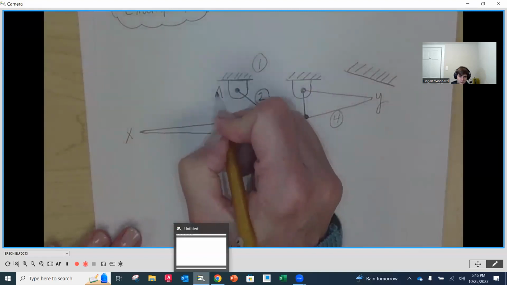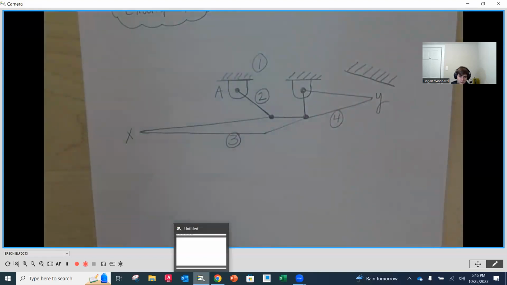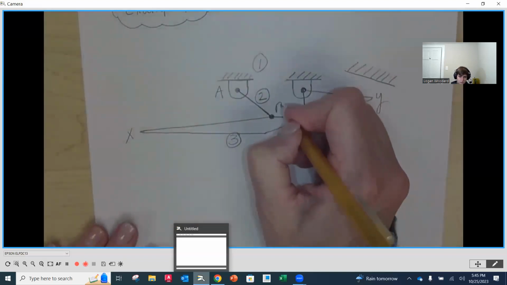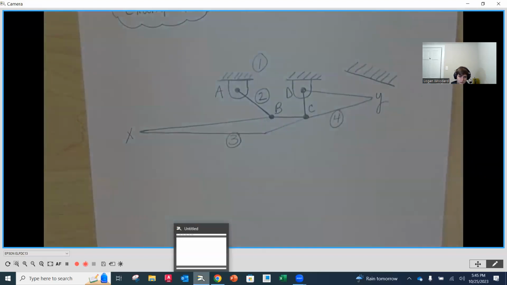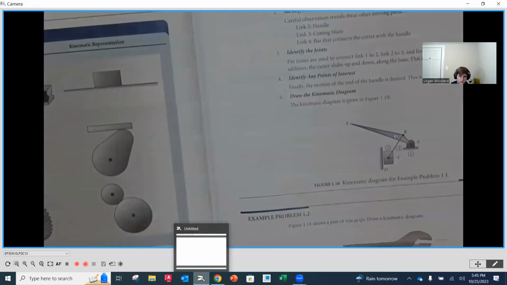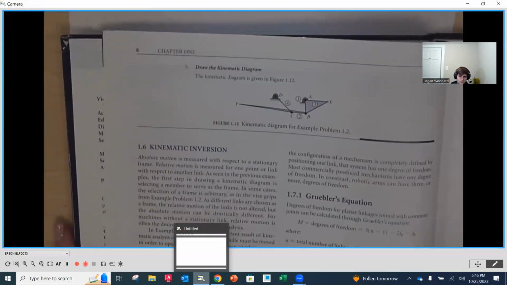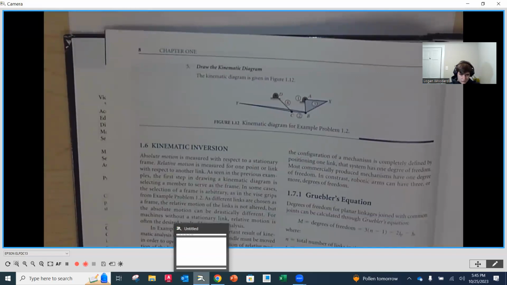Then we're going to put our letters, starting with, like I said, kind of that input side. I usually put A by the frame, and then B, C, and then this one would be D. Okay. Let's take a peek. Let's see what theirs looks like. I don't think they put the top jaw in there, if I remember correctly. So yeah, they just did it very similar, right, to what we have here.